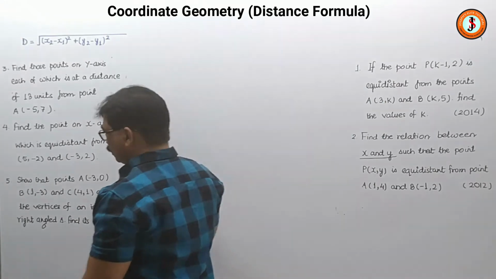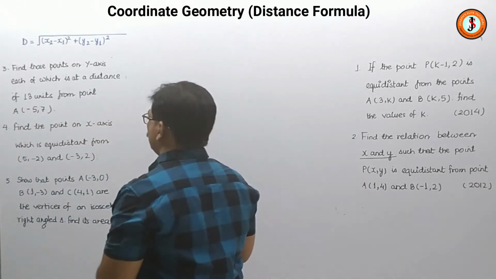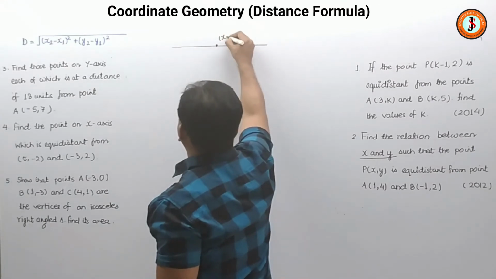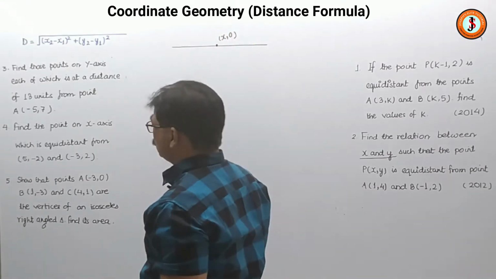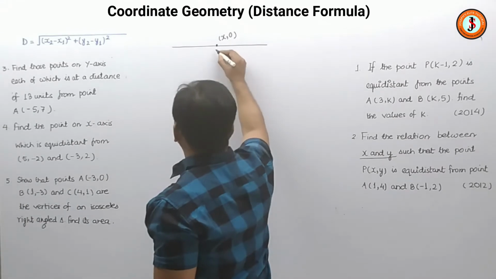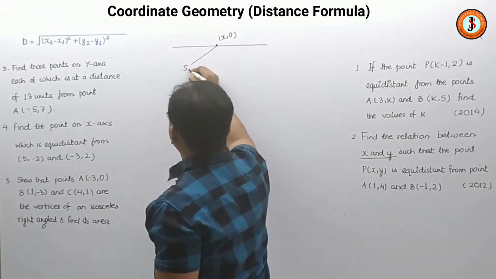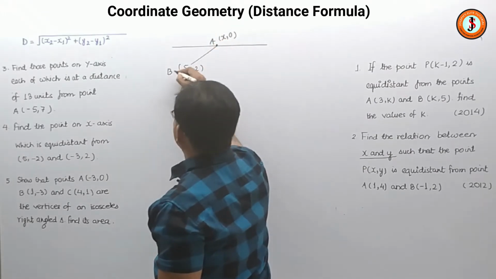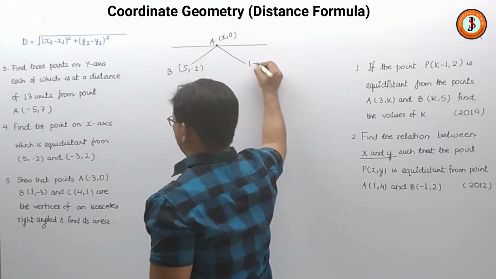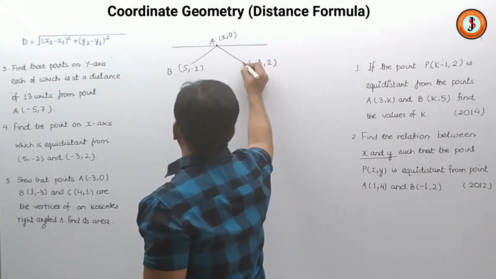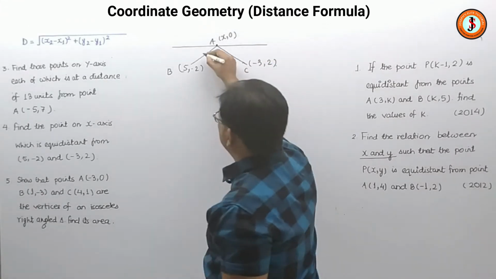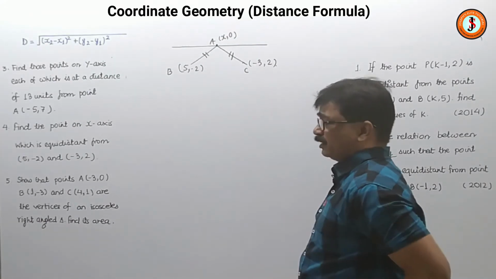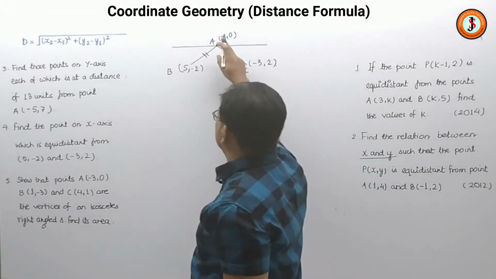The second one is almost the same. Find the point on the x-axis now. X-axis means what is the coordinate on the x-axis? X comma 0. The y value is always 0, which is equidistant from 5 comma minus 2 and minus 3 comma 2. Let me take this point as A, this as B, and this as C. So it's given AB is equal to AC, and I have to get the value of x, so it will be easy.